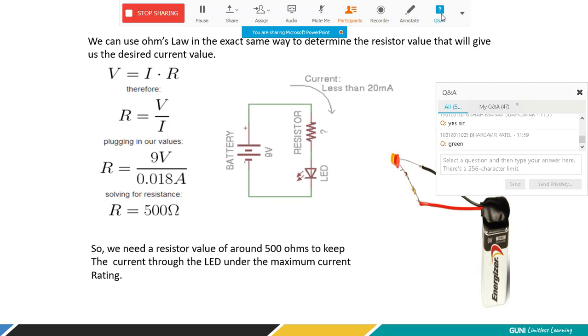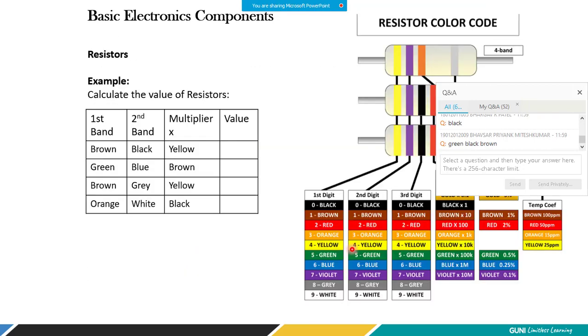Yes, good. First color is green. Second is brown, or black, right? So the first one is green, 5, then the second one is black, right? And then I need to multiply it by 10. 50 needs to be multiplied by 10, so the third one has to be brown. So green, black and brown.